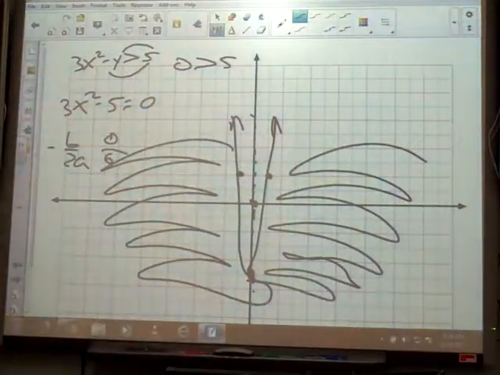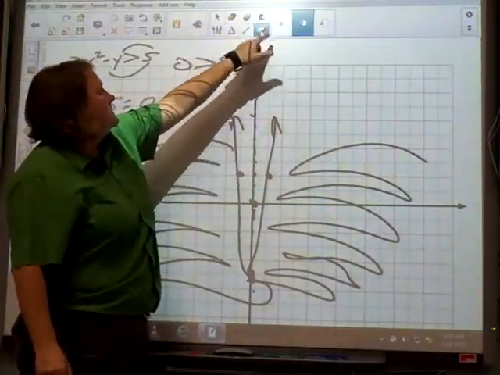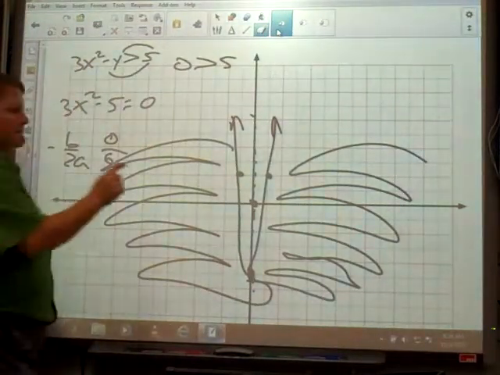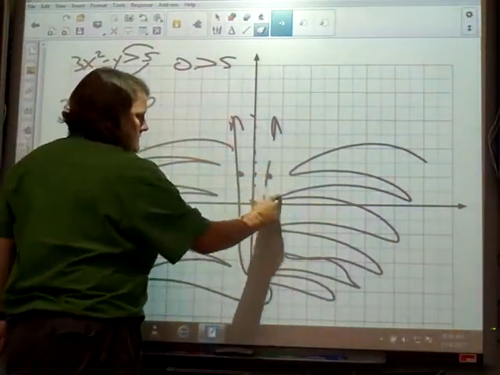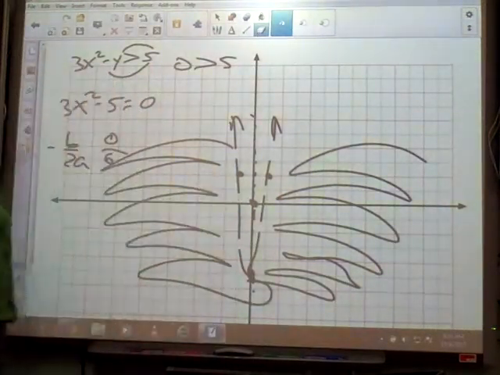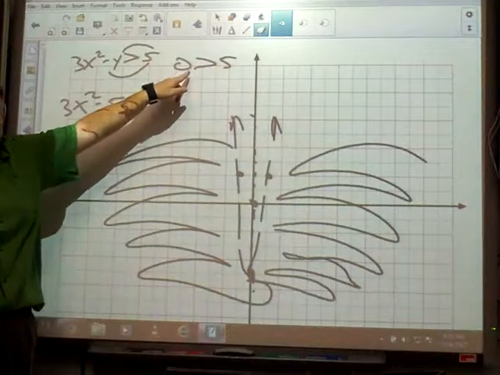Now I need to make one adjustment to my graphs. Anybody know what it is? You need to make it dashed. Yep. It just had a greater than. It wasn't greater than or equal to, so it should have been dashed. There you go.